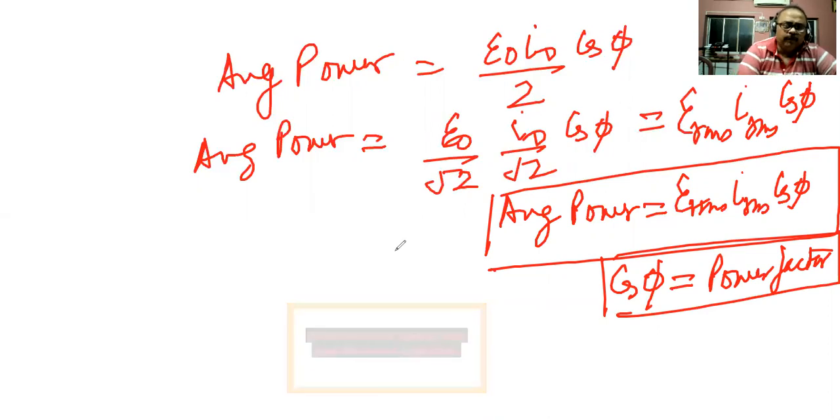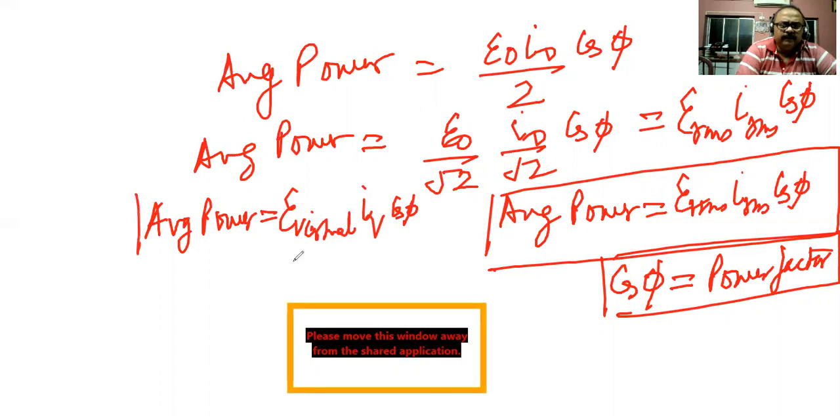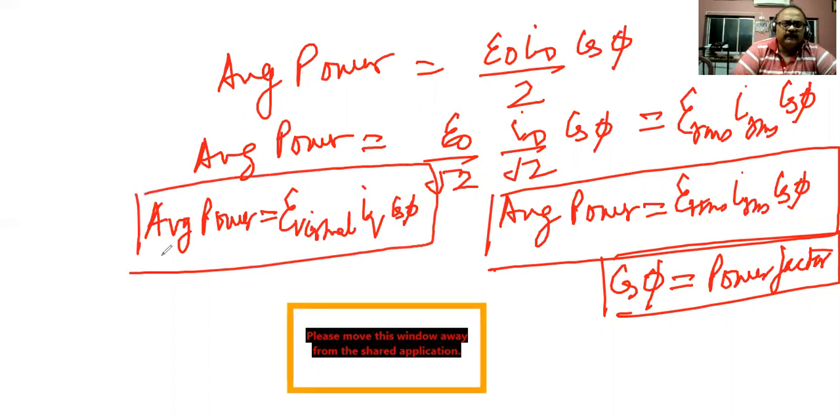So we get a formula for average power as E virtual into I virtual into cos phi. So it is also popularly known as EV IV cos phi. You can also write this as EV IV cos phi. So this is also called the average power. Now children, we have got a very, very important formula of average power. So average power is equal to EV IV cos phi. We have got that, right?